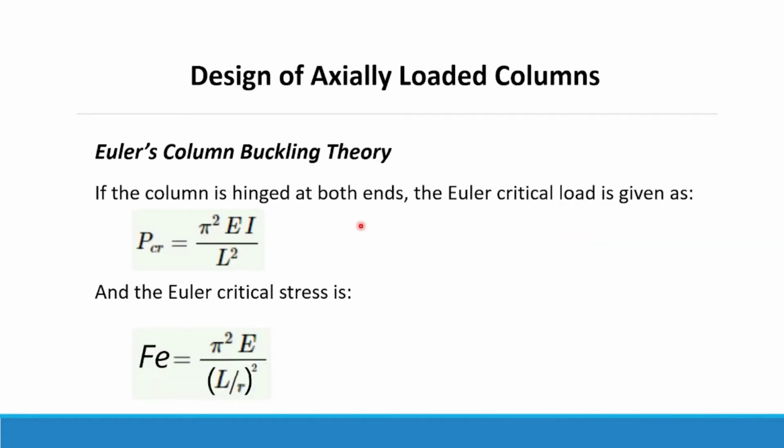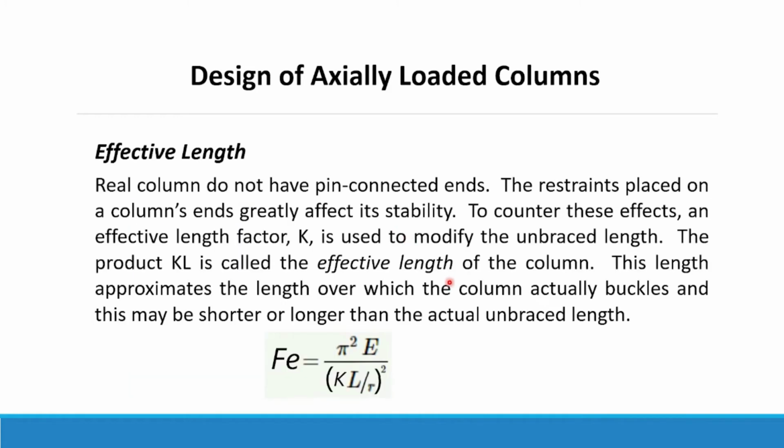If the column is hinged at both ends, the Euler critical load is given as P critical is equal to pi squared EI all over L squared, and the Euler critical stress F sub E is equal to pi squared E all over (L over r) squared. So these are the formulas for Euler's column buckling.